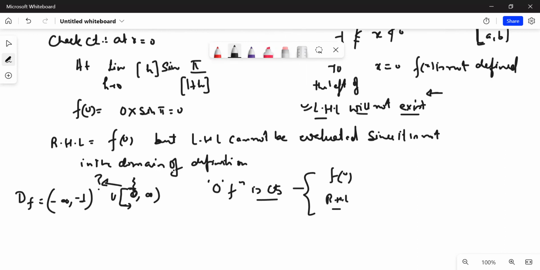Left hand limit क्यों नहीं ले सकते? Because left hand limit will not exist since your function is not defined. Since f is not defined. Is that clear or not clear? नहीं सर, समझ में आ गया. समझ में आ गया ना?